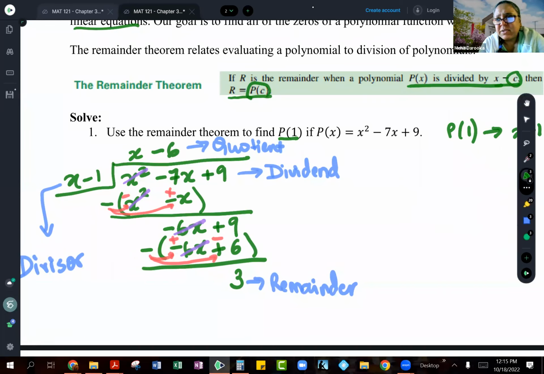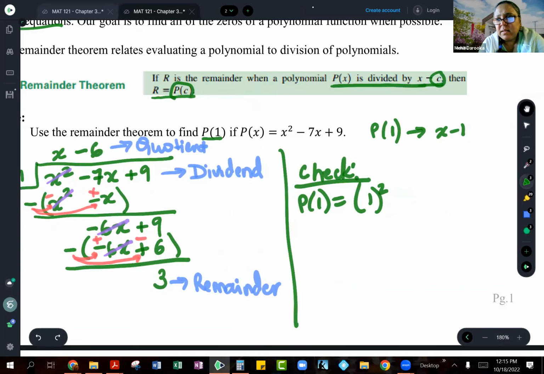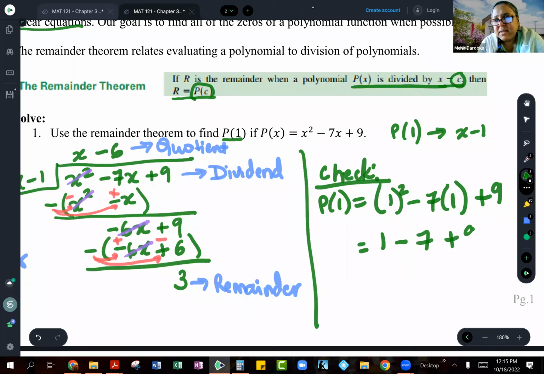To check our answer, we will now take our P of 1 and put it inside the polynomial. So you have x squared minus 7x. So 7 times 1 plus 9. So that will, of course, become 1 squared minus 7 plus 9. And what do you think this answer comes out to be when we simplify these three numbers? 1 minus 7 plus 9.